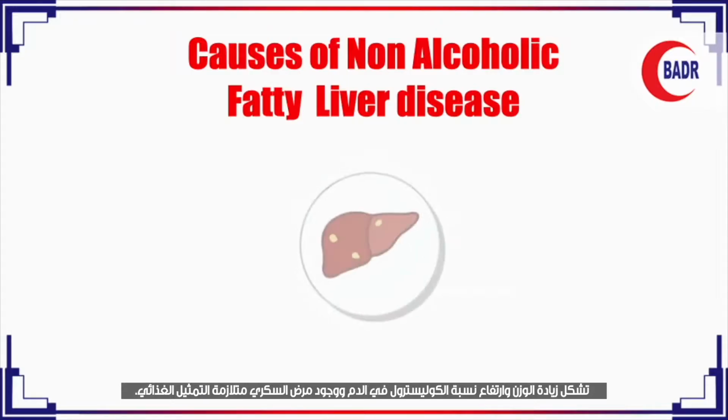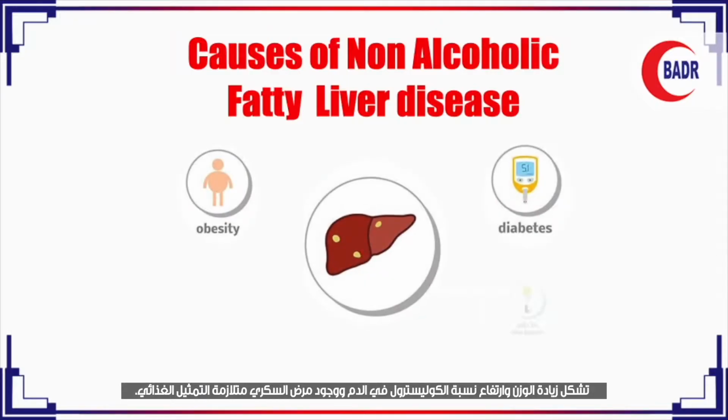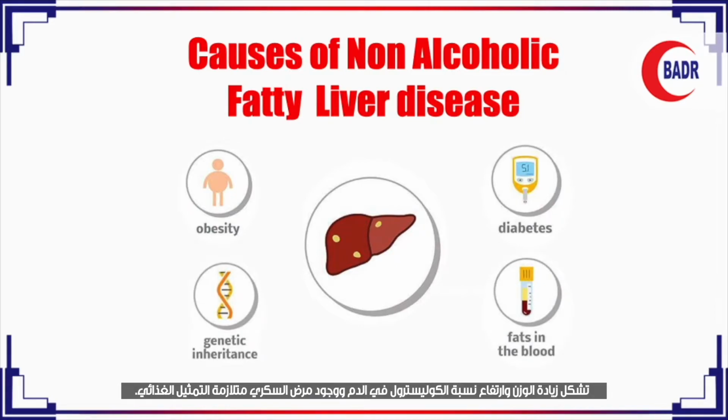The main conditions that will cause this fatty liver disease are: one is overweight or obesity, then presence of hypercholesterolemia, that is high cholesterol levels in the blood, then presence of diabetes mellitus. These constitute metabolic syndrome. How will this fatty liver disease present?